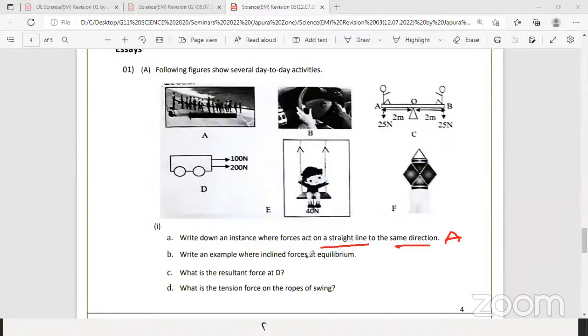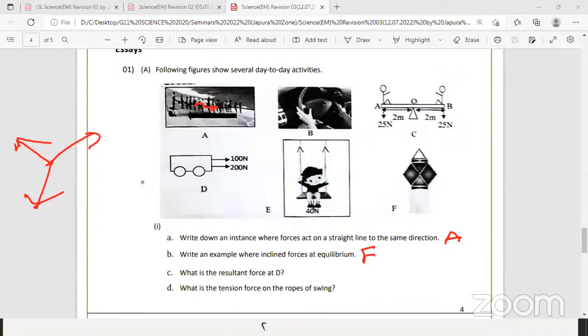Write the examples where inclined forces are at equilibrium. In which figure are the forces inclined and in equilibrium? Inclined means something like this. I'll ask the answer from Udamya, Himasha, Vihanga. F. It's F, right? Inclined forces are acting in figure F. Sometimes we call it non-parallel forces.